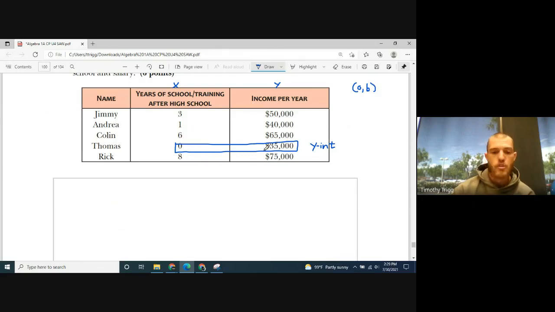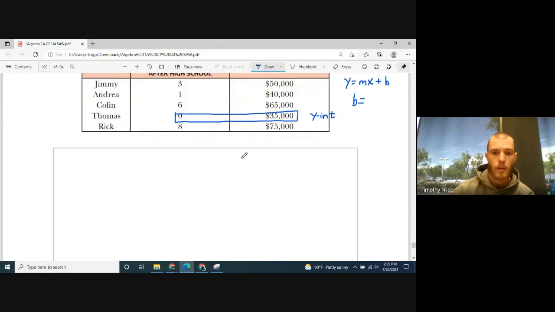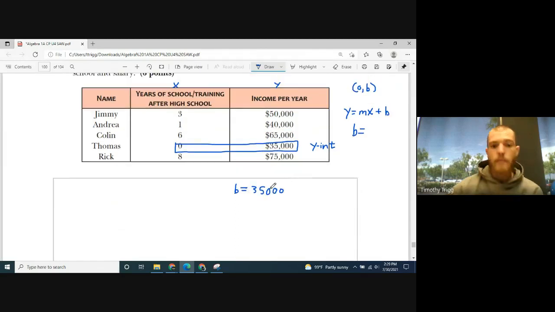So now when we write y equals mx plus b, we already know our b value is 35,000. So I already know that b is 35,000. I'm going to go write that here. b equals 35,000. So whenever you see 0, something, you know that that's your y-intercept.